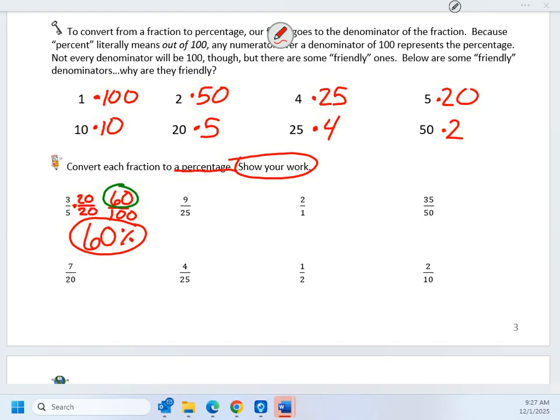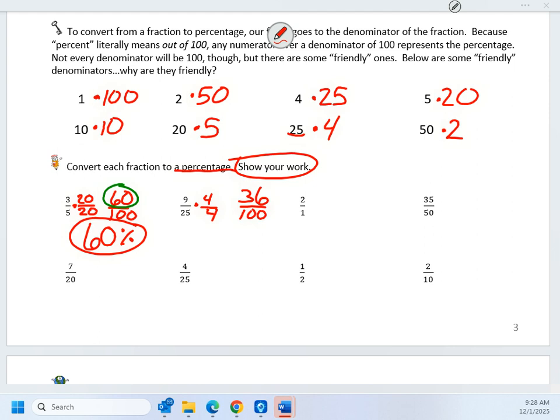9/25. I need to get it to be 100. What scale factor should I use, Jack? 4. We can see up with our friendly denominators, 25 times 4. So you're going to look at your denominator, 25 times 4. So I know I have 100 as my denominator. 25 times 4 is 100. What is my new numerator? Audrey? 36. 9 times 4 is 36.